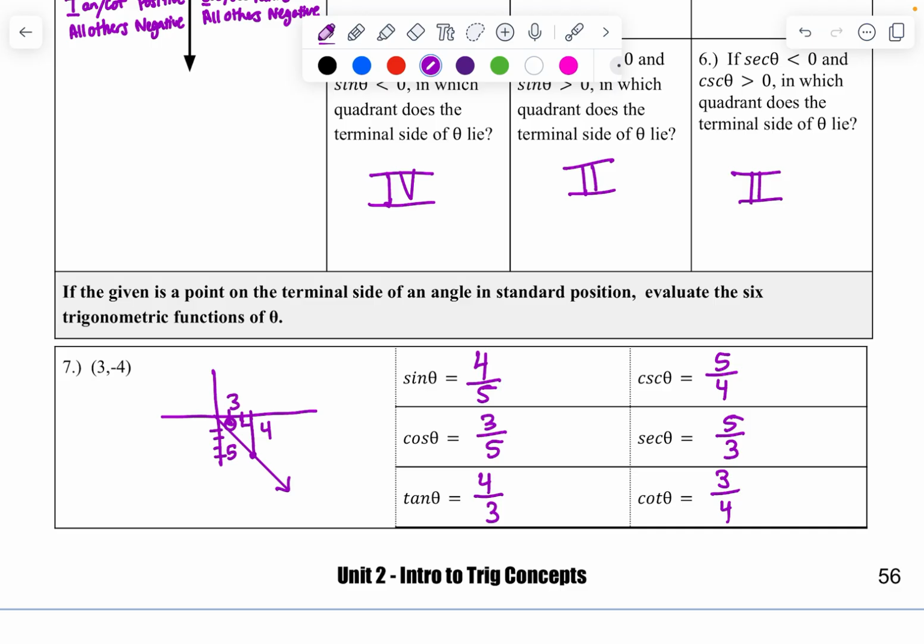The thing that we have to consider, though, is the fact that this was -4. So these won't all be positive. Anything with that 4 in it should be negative. So the sine should really be -4/5. The tangent is really -4/3. The cosecant is -5/4, and the cotangent is -3/4, because this angle is in quadrant 4, and in quadrant 4, we know that the cosine is positive and the secant is positive, but everything else is negative.